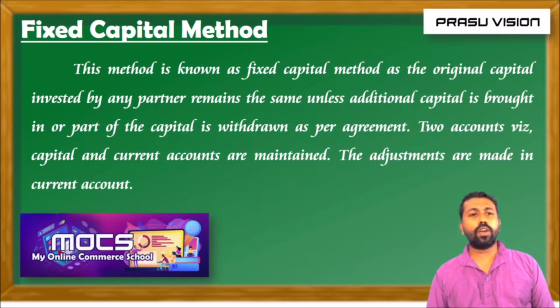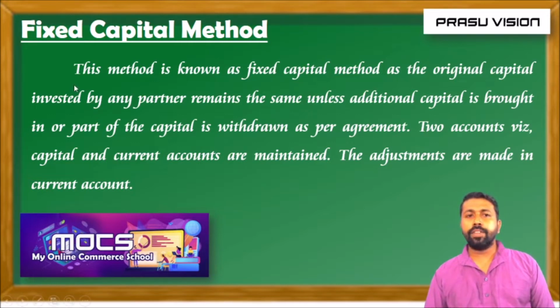The original capital of the partner invested in the firm remains constant unless there is some additional capital. If the partner is bringing additional capital only, there will be some change. Otherwise, the amount of capital is always fixed. It will be very clear when we learn the format and by solving a problem.